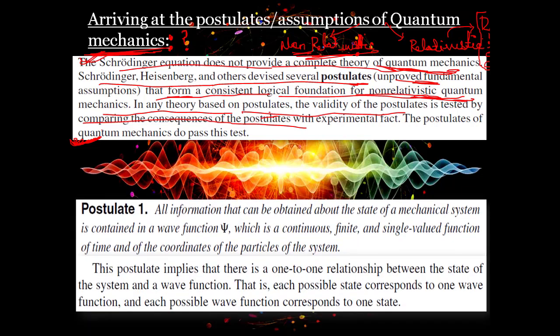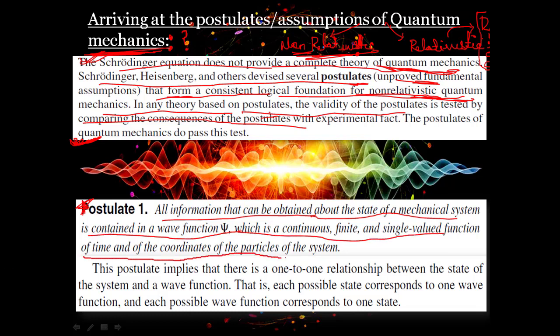Postulate first. See, the first two postulates that we are going to see, we have already discussed, but at that time we did not know that these are postulates. So let me quickly read it. All information that can be obtained from the state of a mechanical system is contained in a wave function psi, which is continuous, finite, single-valued, of time and coordinates of the particles of the system. This we have already seen: psi, the wave function, tells all the information about the particles of the system, and is continuous, finite, single-valued.